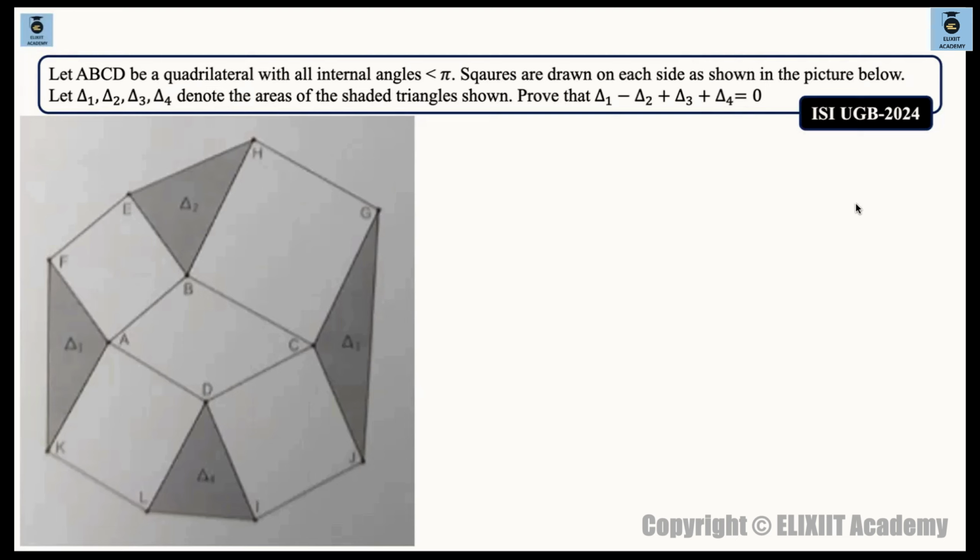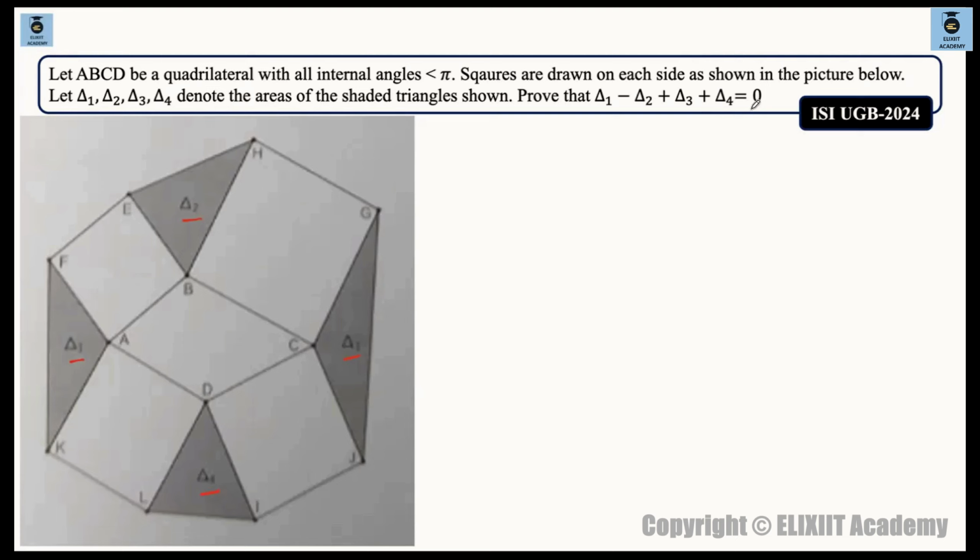Let ABCD be a quadrilateral with all the internal angles less than pi. Squares are drawn on each side as shown in the picture below. Let delta 1, delta 2, delta 3, delta 4 denote the areas of the shaded triangles shown here. So these are the shaded triangles. ये delta 1 है, delta 2 is this, delta 3 is this, and this is delta 4. We have to prove that delta 1 minus delta 2 plus delta 3 plus delta 4 is equal to 0. ठीक है.